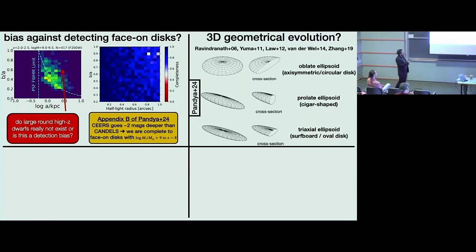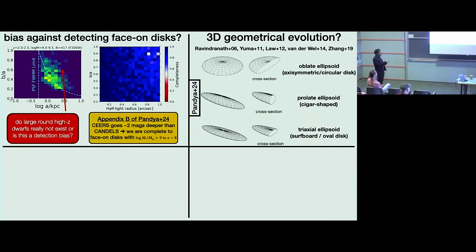Another interesting thing is we might actually be seeing some intrinsic 3D geometrical evolution in the galaxy population as you go to high redshift, so that these low-mass galaxies are not starting out like the disks that many of our models, including my own, assume. Instead, they must be significantly flattened along a second axis, like a prolate ellipsoid that's cigar-shaped, or like this triaxial ellipsoid, which is like a surfboard, or like an oval disk as opposed to a circular axisymmetric disk.